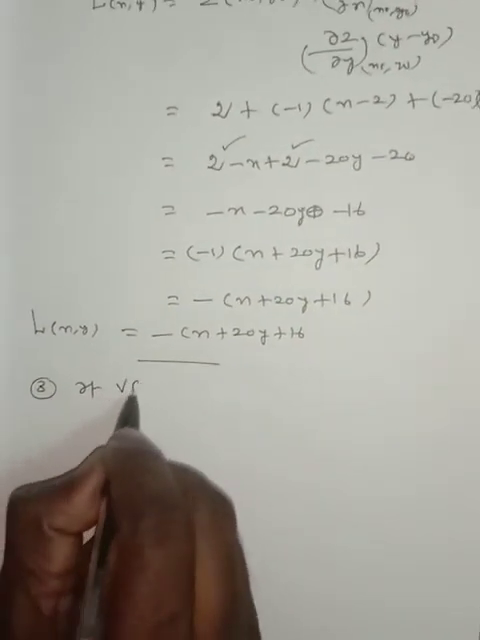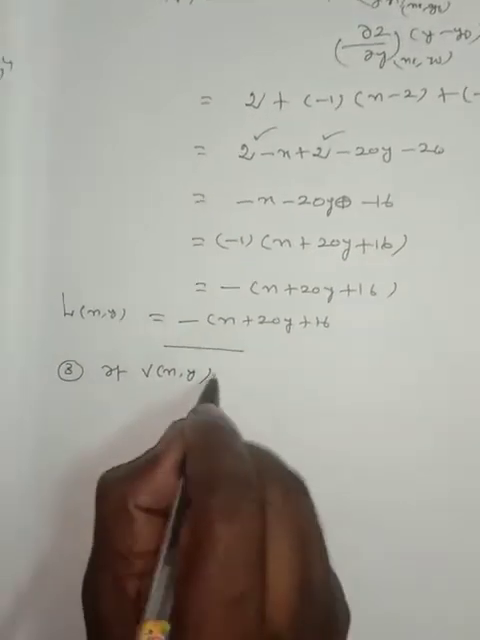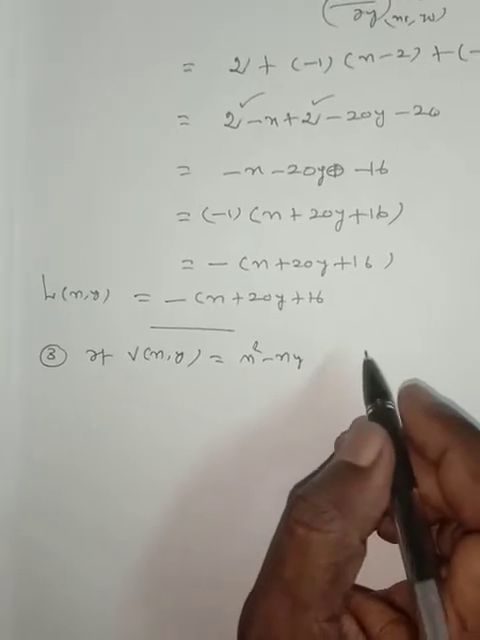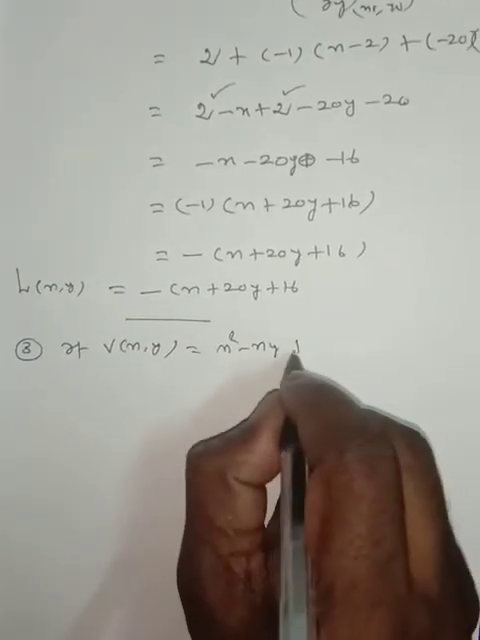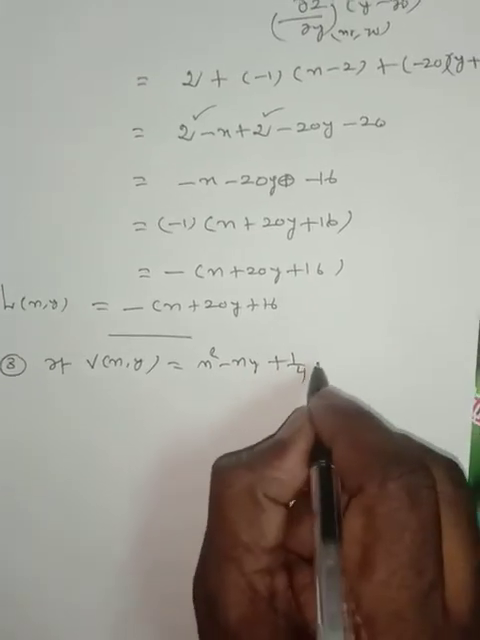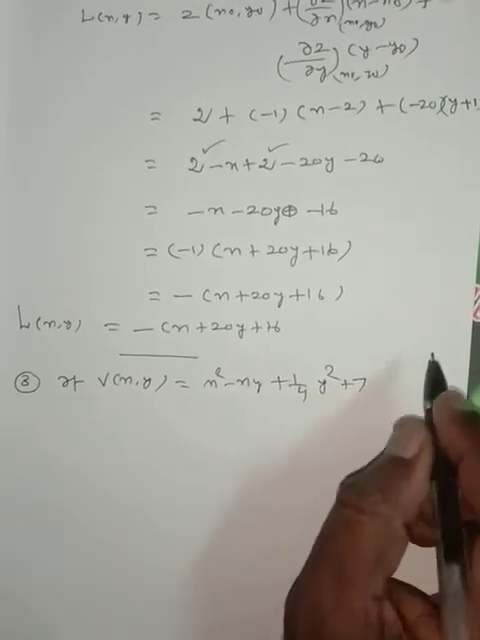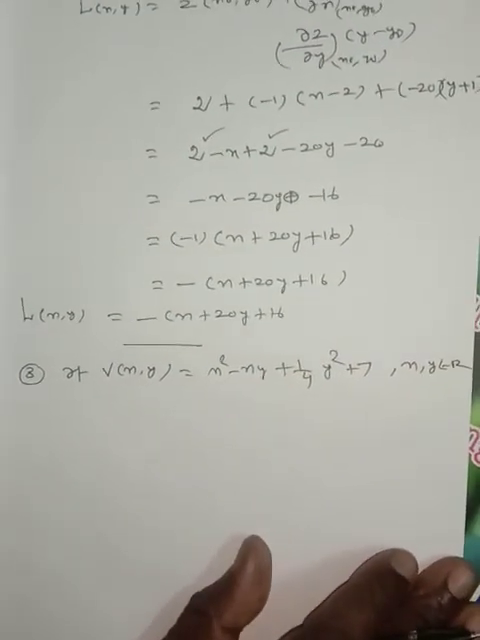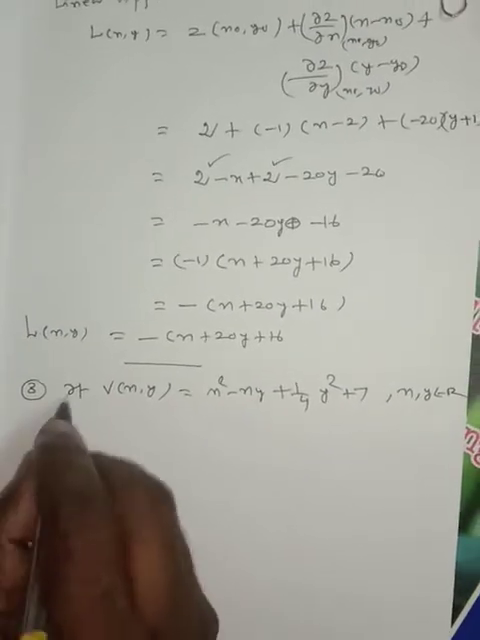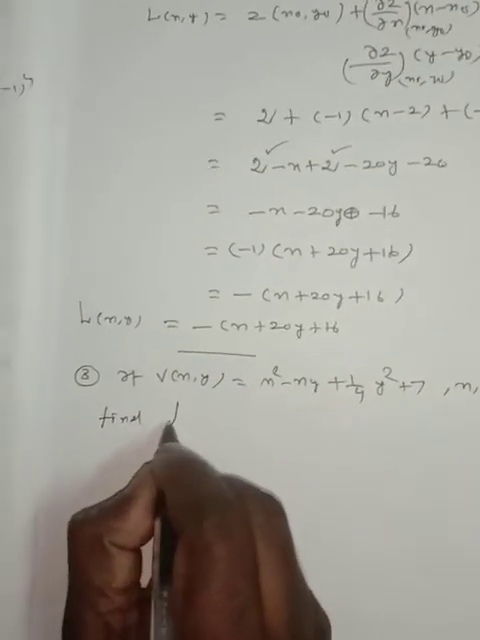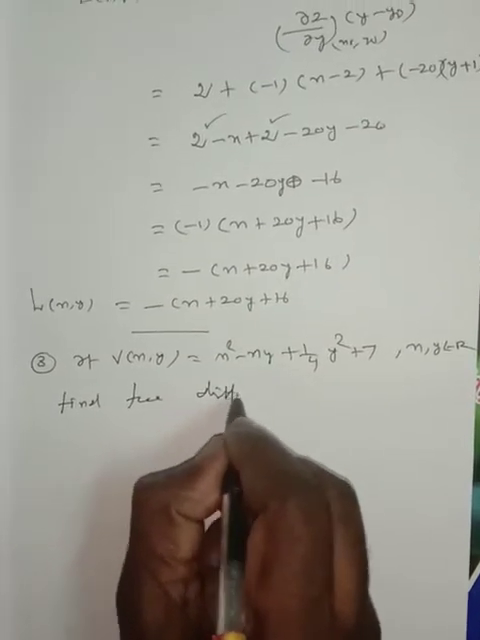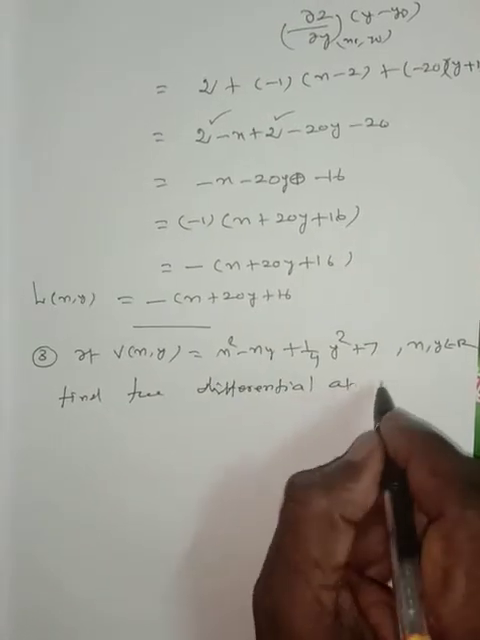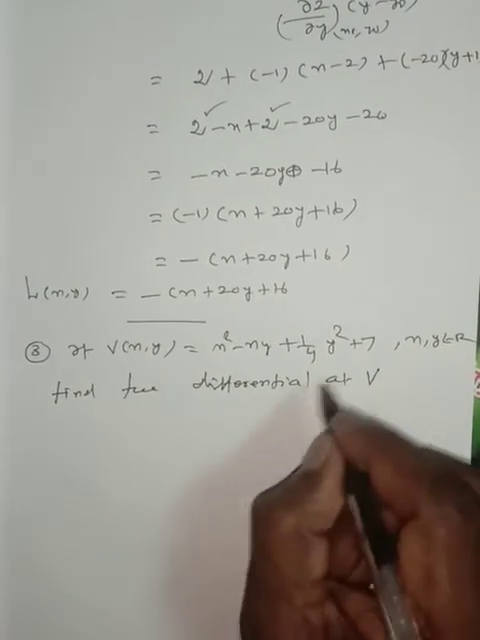Next, v(x,y) = x² − xy + (1/4)y² + 7, where x, y belong to R. Find the differential at v. Here v means the differential, therefore dv.